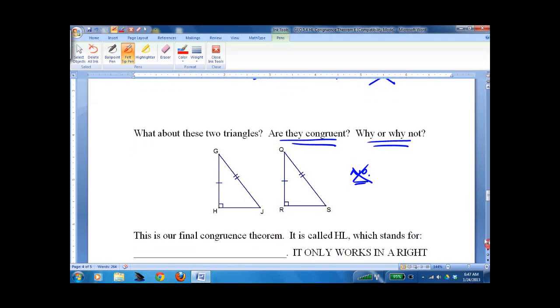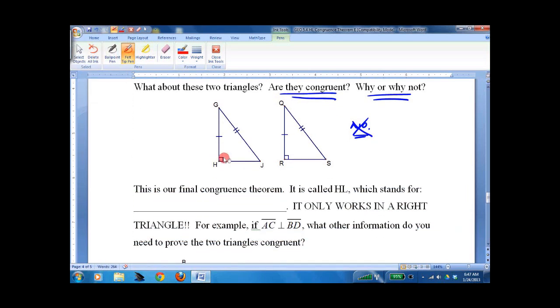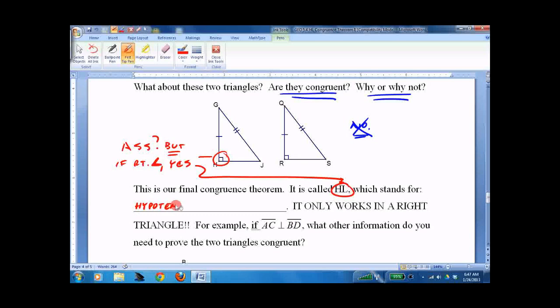Angle, side, side works only when the angle is a right angle. So what you do when you look at these problems, say angle, side, side, we say no, but if we have a right angle, that's an angle, side, side. Yes, but we call it HL. HL stands for hypotenuse leg.